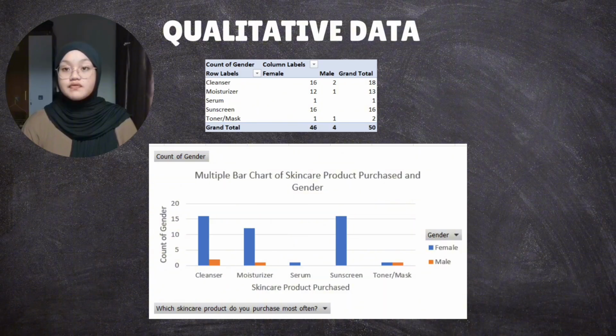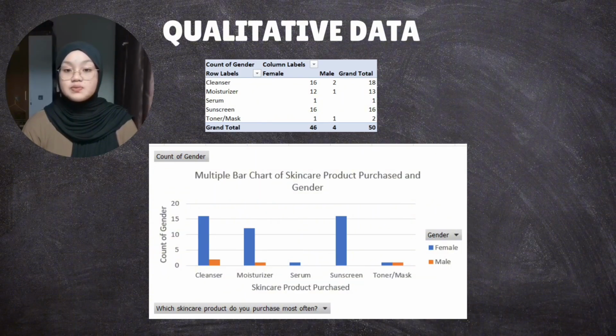So the third chart for qualitative data is the multiple bar chart. This is a multiple bar chart showing the number of skincare products purchased based on gender. In this chart, blue represents female respondents while orange represents male respondents. The data is summarized clearly in the pivot table, which shows exactly how many people purchased each product.